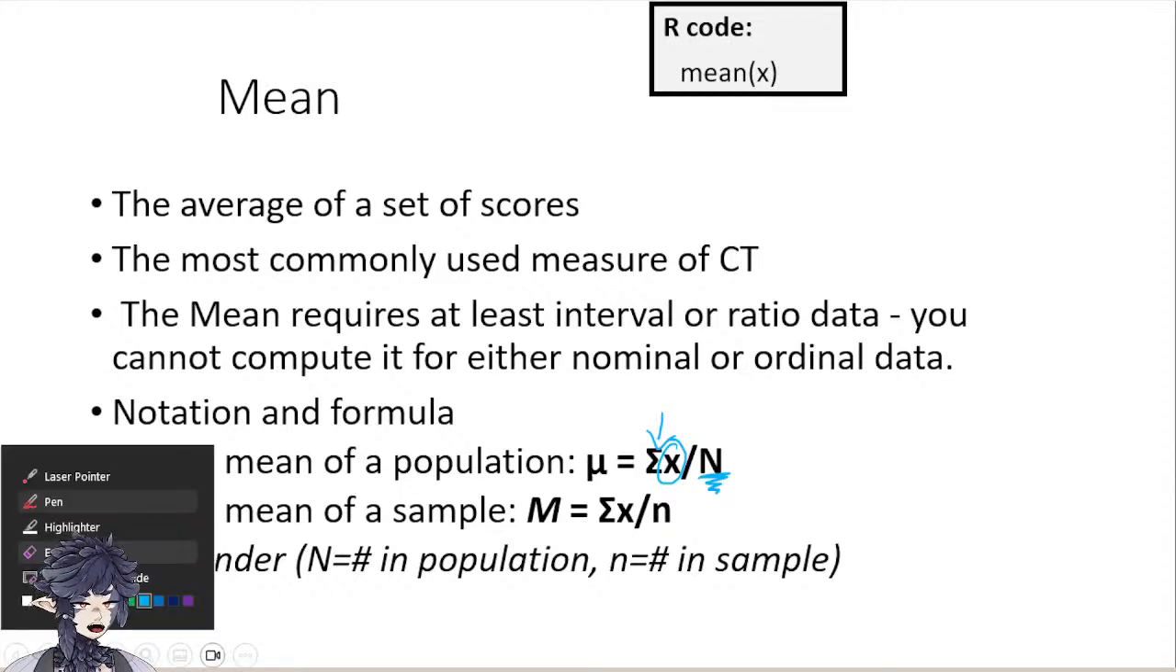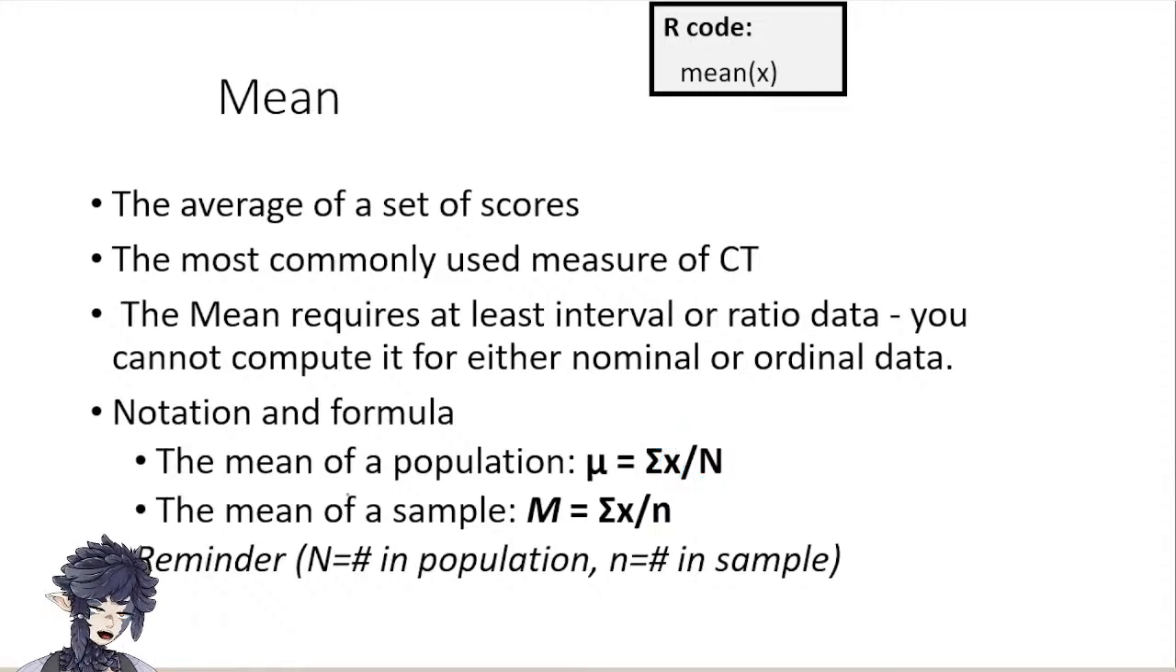We write them slightly different to indicate whether we're calculating the mean of a population, so we have every single individual we care about, or the mean of a sample, so we only have some of the individuals in the population we care about. But it's the same thing. The process of calculating them is exactly the same. Just the notation is different.